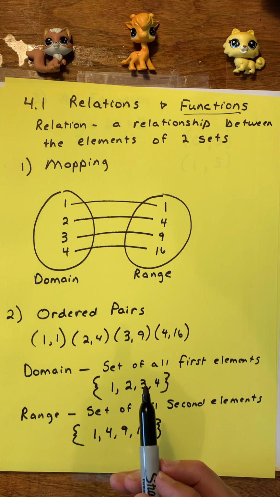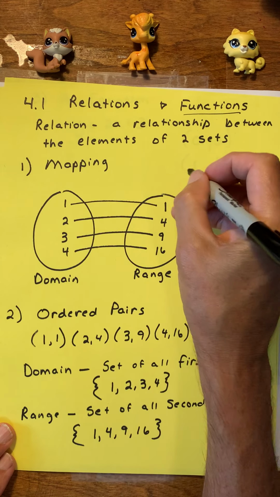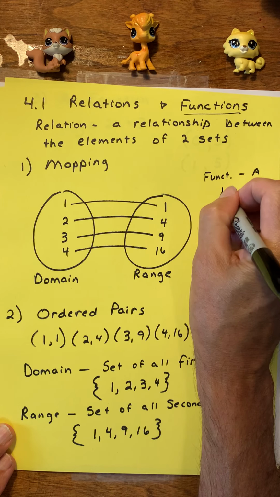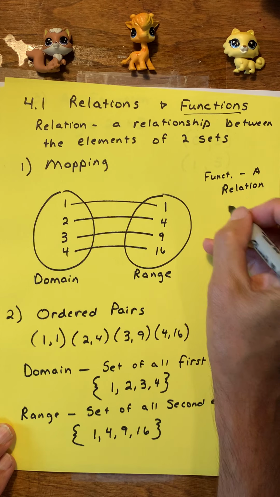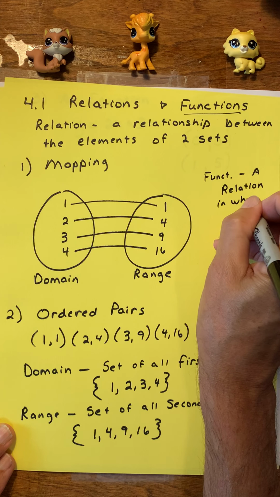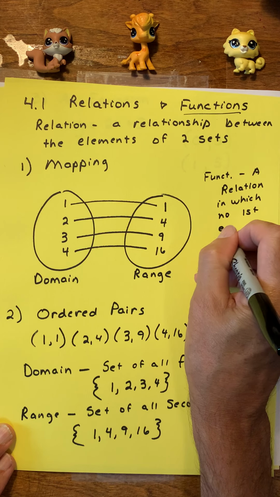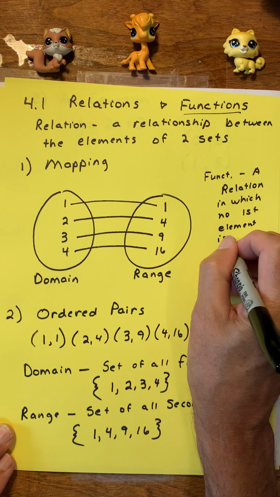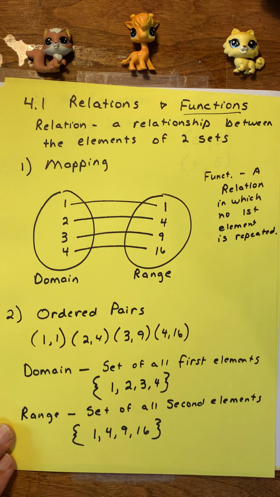Because a function is a very specific kind of relation. A function is a relation, so it's a subset of relations, a relation in which no first element is repeated. No first element is repeated.